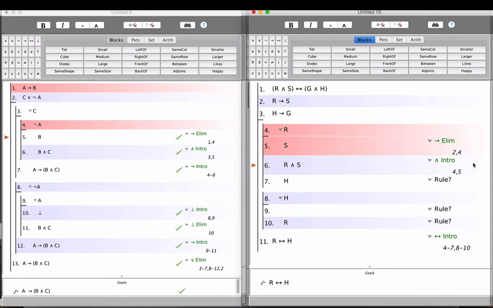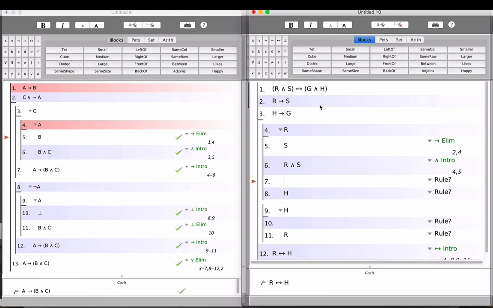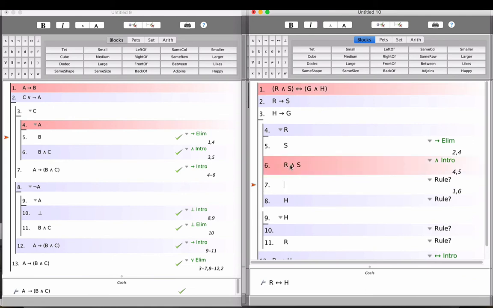We need to make another inference now from lines 1 and 6 to 7, which is G conjunction H, right? Take a look at 1, 6, and your biconditional elimination rule. I'm hovering there so that you can see it. It's popping up to the right. But take a look at your biconditional elim rule, and you'll see that you dismantle the biconditional by affirming the left or the right side of it. We affirm the left side, so we derive the right.